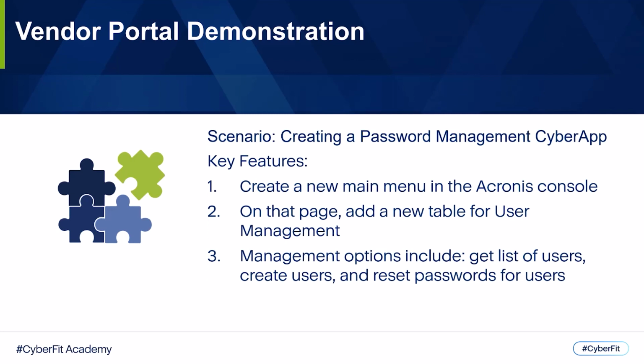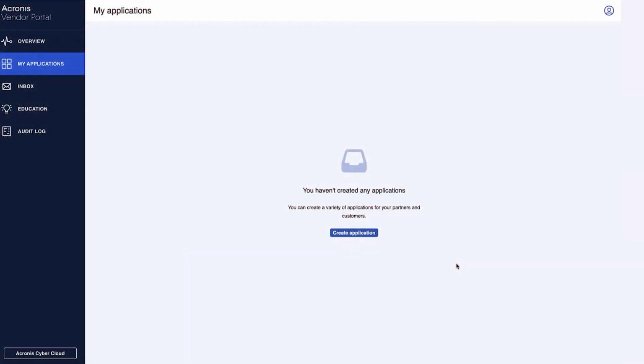Next, we will create application version. In the application version, we will create a connection setup form, callbacks, a main menu and table inside the main menu page, and then create actions to assign the functions of creating users and resetting passwords of the users. After all this, we will deploy the application and see it working in the Acronis console. We will be creating a simple password manager application.